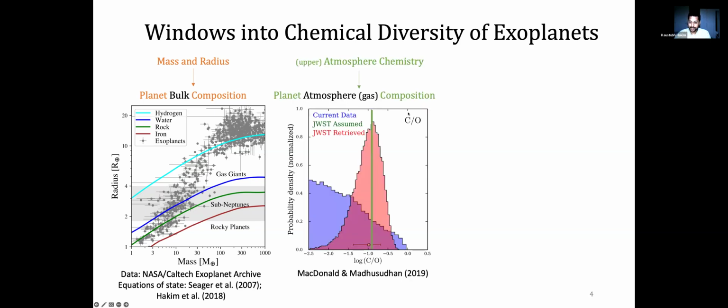And of course, another direct window is atmospheric chemistry, which is now possible with transmission and emission spectroscopy. And this is just a figure from a few years ago, which shows how JWST will drastically improve our understanding of atmospheric chemistry. And of course, in the past year, there have been many studies now which actually show JWST is working really great, and we can achieve a lot more with atmospheric chemistry.